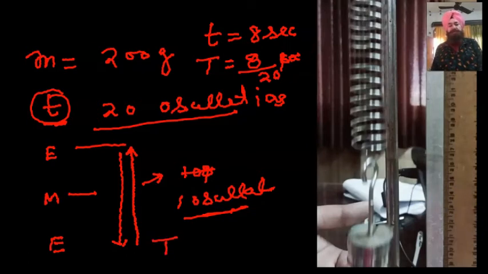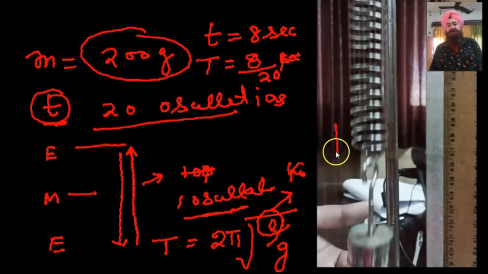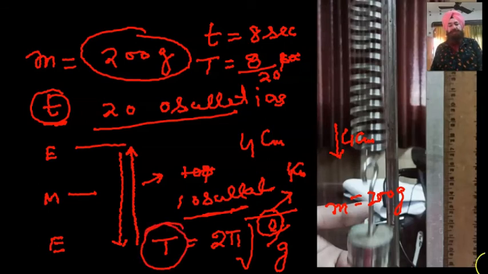Then applying the formula, T equals 2 pi under root of L over g. What is L? For 200 gram force, L is 4 centimeter, the extension of the spring. When mass 200 gram is attached, the extension of the spring was 4 centimeter. What is T? 8 over 20. Find the value of g. Just count the time of 20 oscillations yourself with the help of the stopwatch in your mobile.